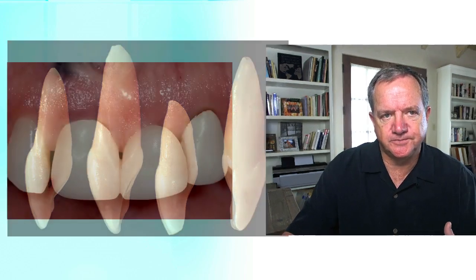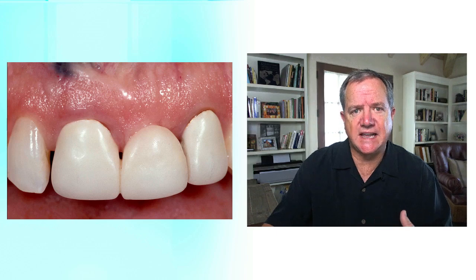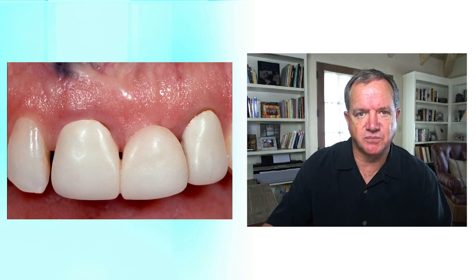So what we're going to do is show you an example of what I mean by your temporary should replicate the tooth form you'd like in the final. Obviously this 3-unit bridge doesn't look like natural teeth to me.